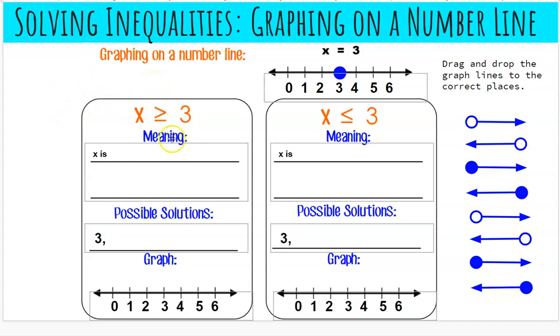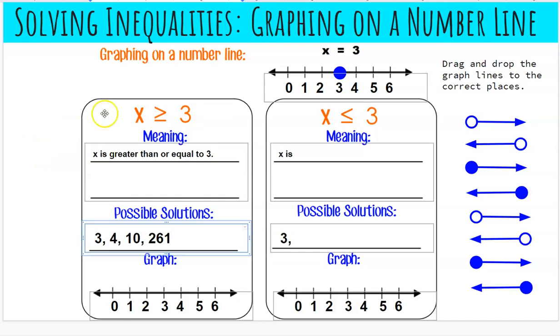I'm going to start with this one right here. X is, what does this mean? That symbol means greater than or equal to 3. That means there's more than one answer or solution. It could be 3 because it says or equal to 3, but it can also be anything greater than 3. So it could be 4, it could be 10, it could be 261. Anything that's greater than 3 or equal to 3.